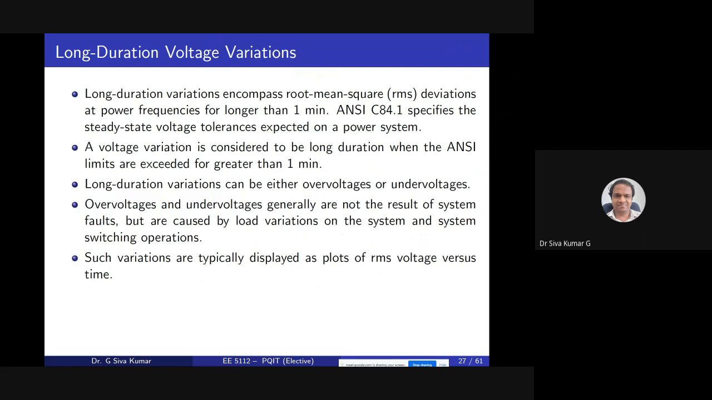Such variations are typically displayed as plots of RMS voltage versus time. We are going to measure the RMS voltage versus the time only. Okay.